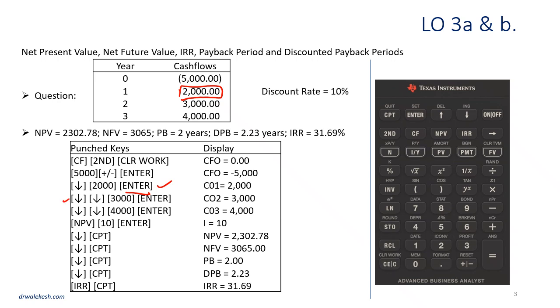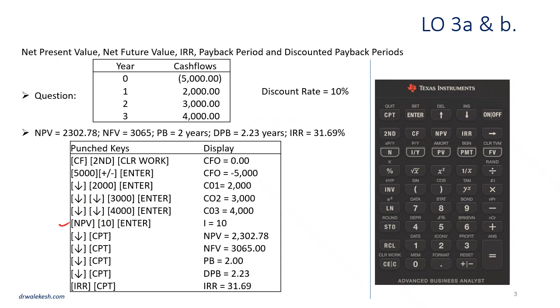Then you press arrow down twice. Now you are on the second year. The second year figure is 3,000. So you would press 3,000, then enter. Then you press arrow down twice again and press 4,000, because in year 3 we have 4,000 cash flow, then enter.